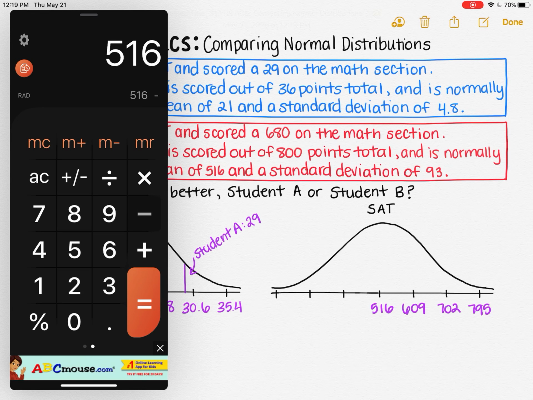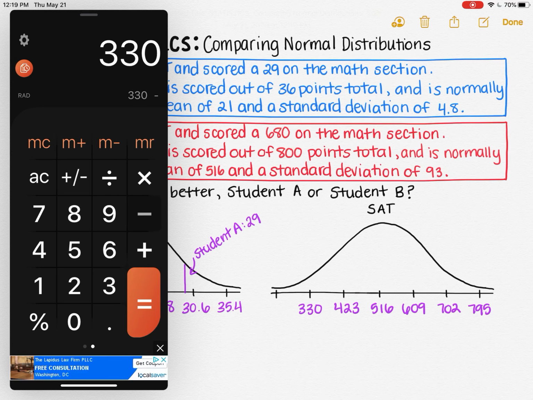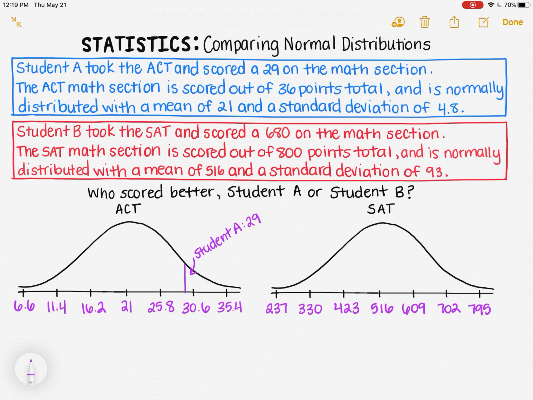Now I'm going to subtract my standard deviation from the mean to label the tick marks to the left. 516 minus 93 gives me 423. 423 minus 93 gives me 330. And 330 minus 93 gives me 237. Now let's label student B's score on the SAT curve. Student B got a 680, which is a little below 702. So student B's score was a 680.